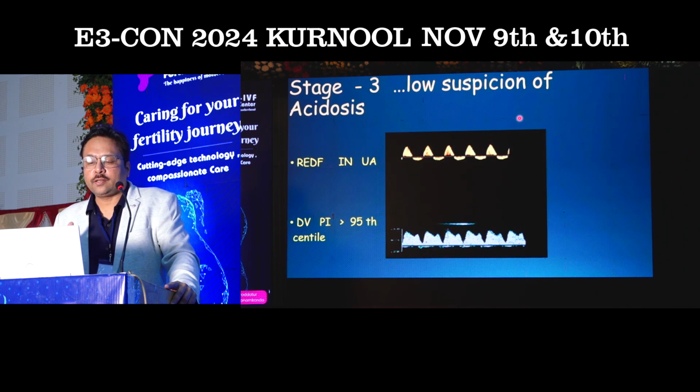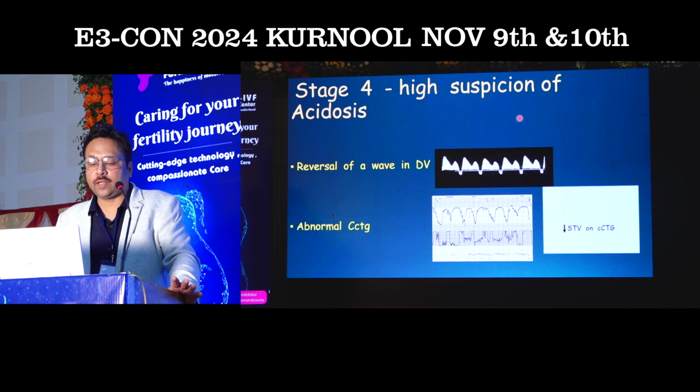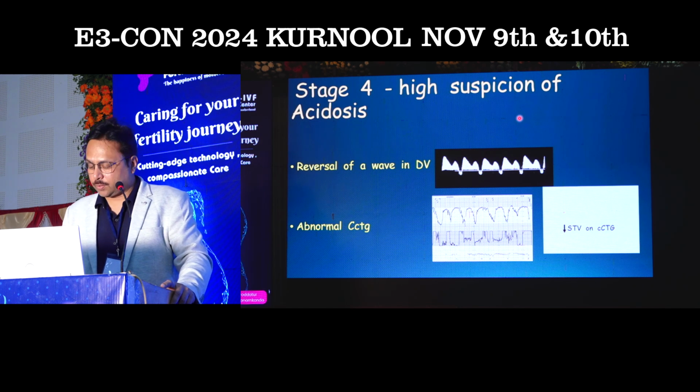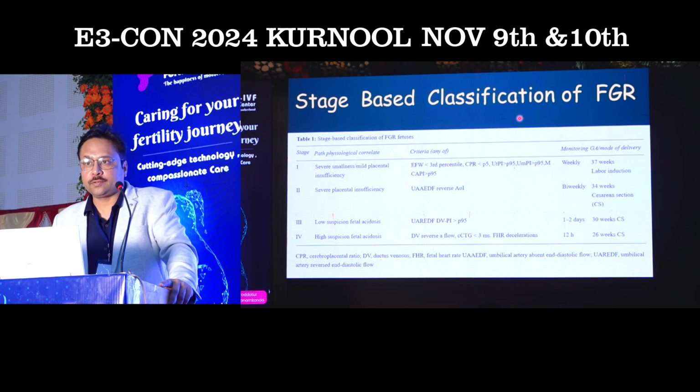Stage 3 is low suspicion of acidosis. There is reverse end diastolic flow in the umbilical artery, or DV PI may show a high value, more than 95th percentile. And stage 4 is high suspicion of acidosis. There is reversal of the A wave in the ductus venosus, and CTG shows decelerations, abnormal CTG. So this tells you about the stage-based classification and the amount of surveillance.